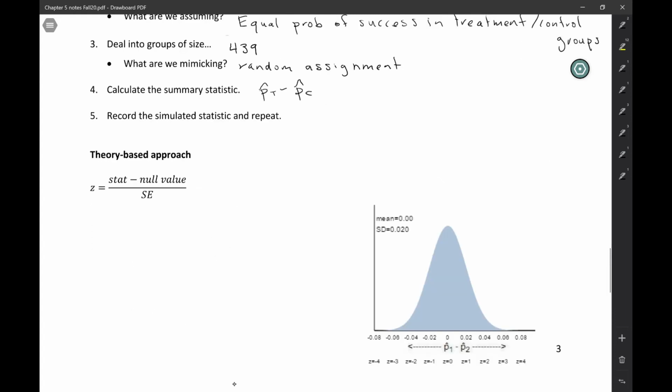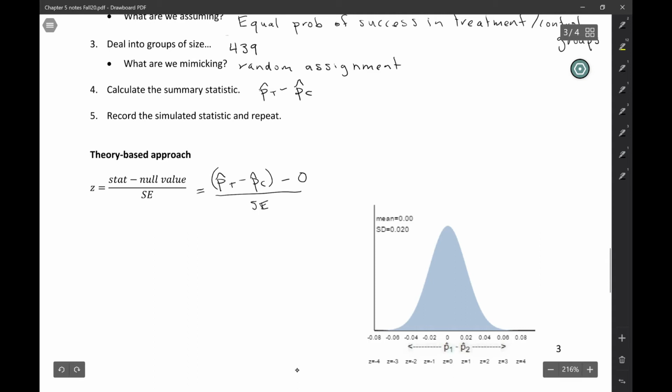Under certain conditions, we can skip the simulation and just use theory to tell us what values would occur by chance. Usually when you're using a theory-based approach, you start off by calculating a standardized statistic. In this case, we have categorical data, so this would be a z-statistic. The general format is the same: it's the statistic minus the null value divided by the standard error. So here our statistic would be p hat t minus p hat c, the difference in our proportions. Our null value was 0, and then we would be dividing by the standard error.